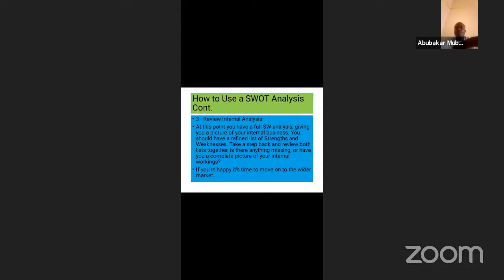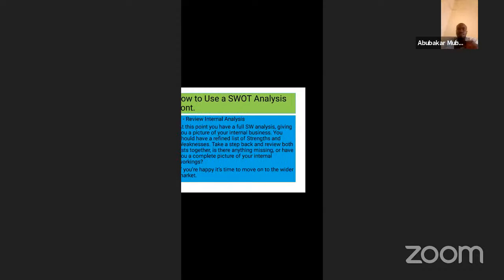The third thing is to review the internal analysis. At this point, you have a full strength and weakness analysis, giving you a picture of your internal business. You should have a defined list of strengths and weaknesses. Take a step back and review both lists together. Is there anything missing, or do you have a complete picture of the internal workings? If you are happy, it's time to move on to the wider market.